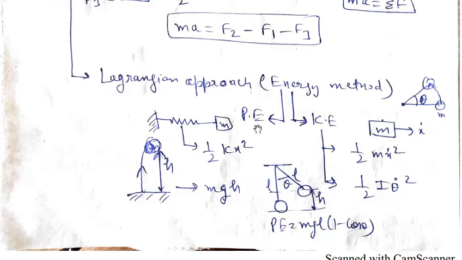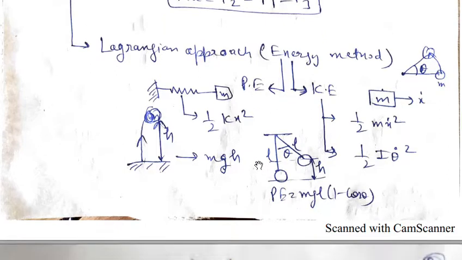Based on the different mechanical systems, we have different mechanical components. Every component has different types of energies stored in the system. So now comes the Lagrangian approach.